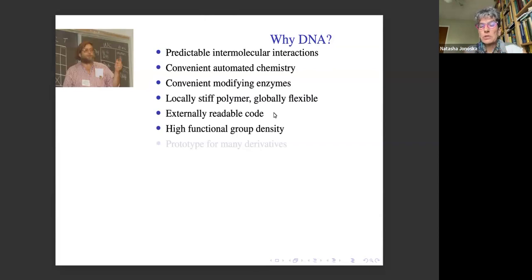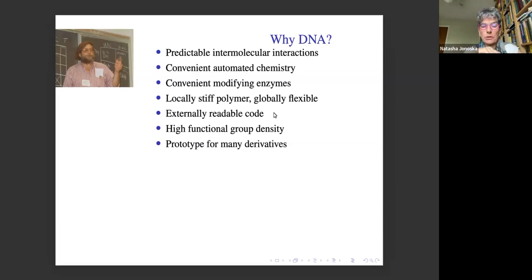High functional group density. I didn't mention the measurements, but in one helical turn, there are about 10.4 nucleotides. So that means 4 to the 10th information stored in 3.4 nanometers. One helical turn is 3.4, 3.5 nanometers. The diameter of the DNA is 2 nanometers. So I have about 10 to the 6th possibilities to store in 3.4 nanometers. And it's a prototype for many derivatives.